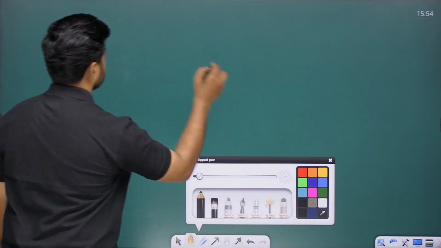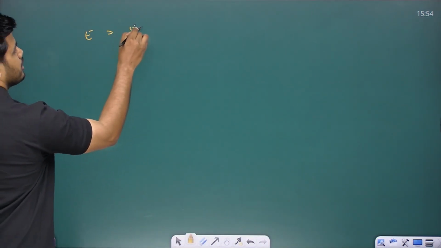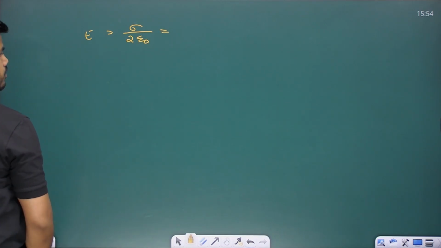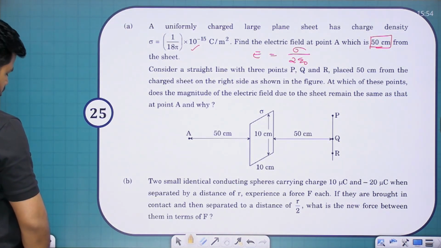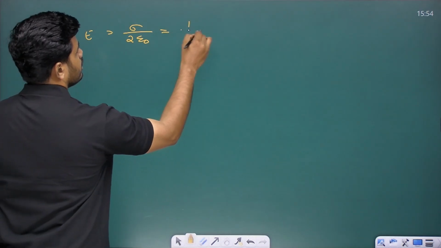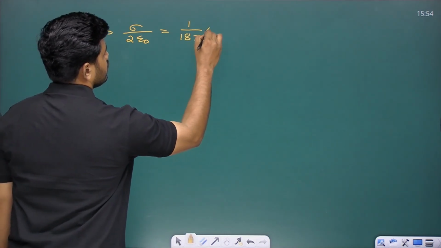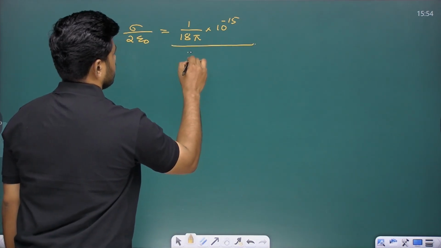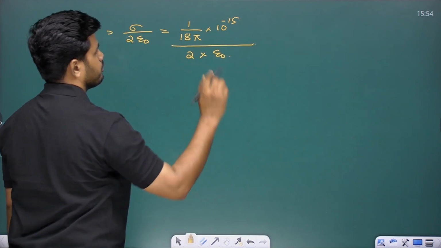We get E is equal to sigma divided by 2 epsilon 0. What is your sigma value? Sigma value is 1 by 18 pi into 10 raised to minus 15. That is your sigma. The whole divided by 2 into epsilon 0.